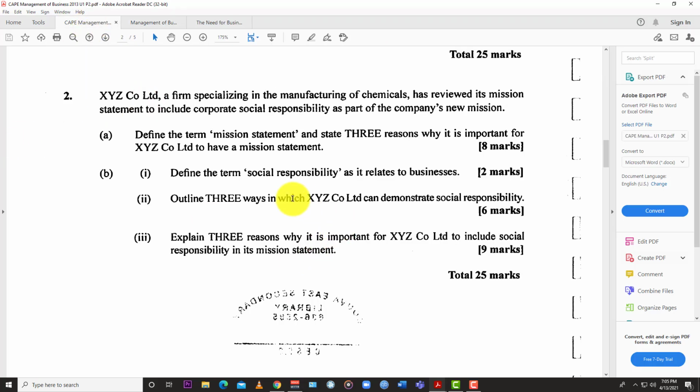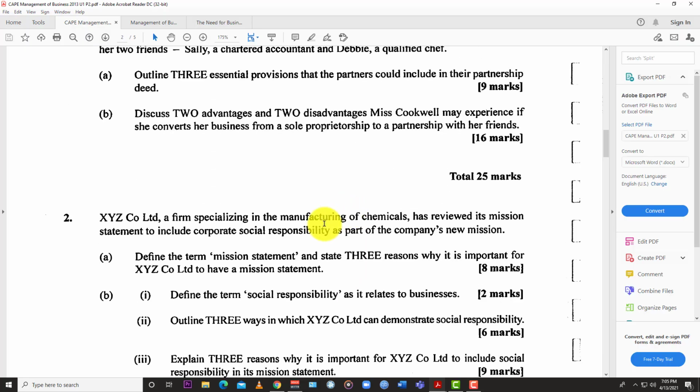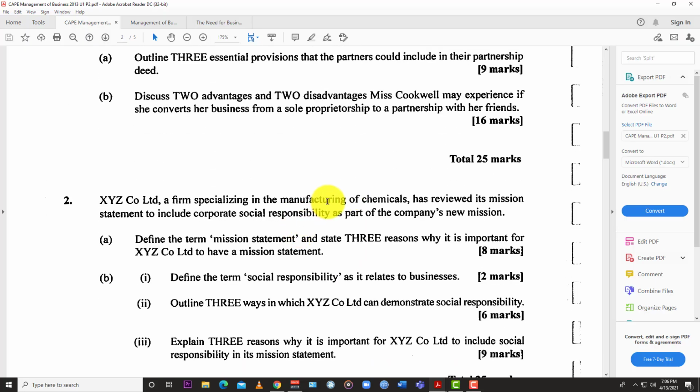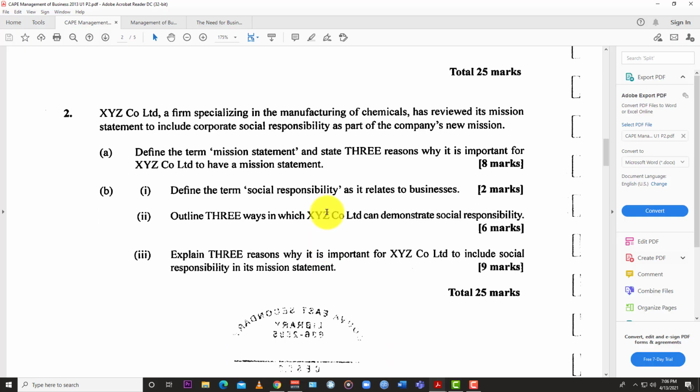But we're talking specifically here about XYZ Company Limited, and so we know their job is the manufacturing of chemicals, and therefore you know what they have to do, because you don't want any chemicals blowing up in anybody's face, you don't want any fumes going into the atmosphere, you don't want anything being dumped into the ocean, contaminating the soil, the rivers, and things like that.